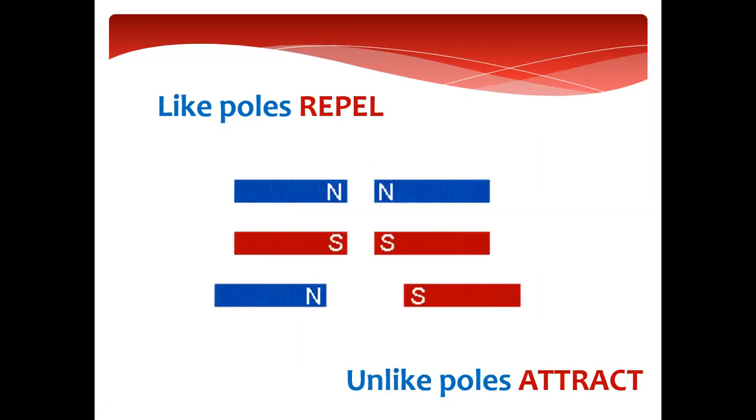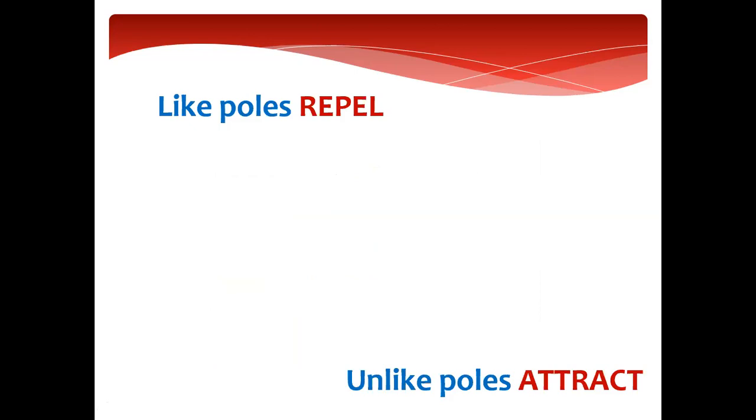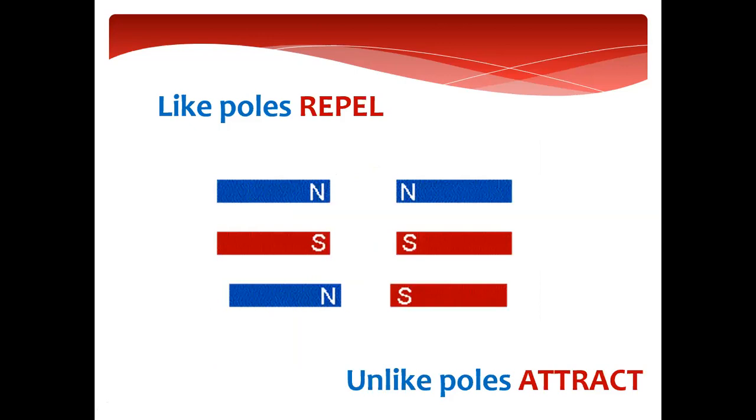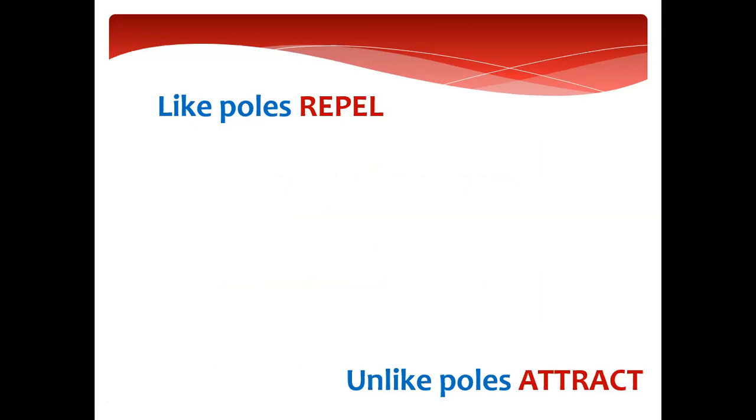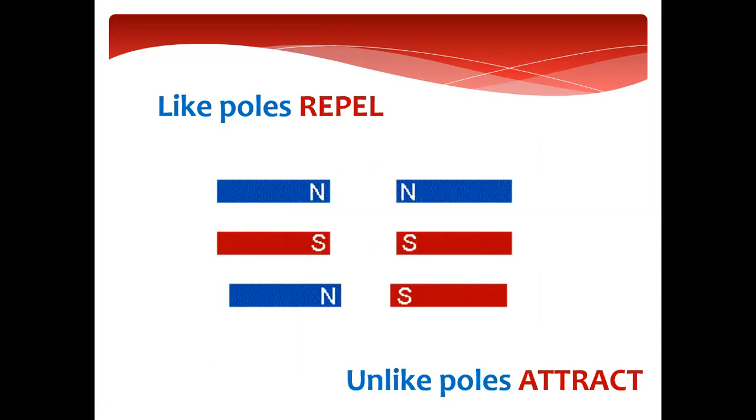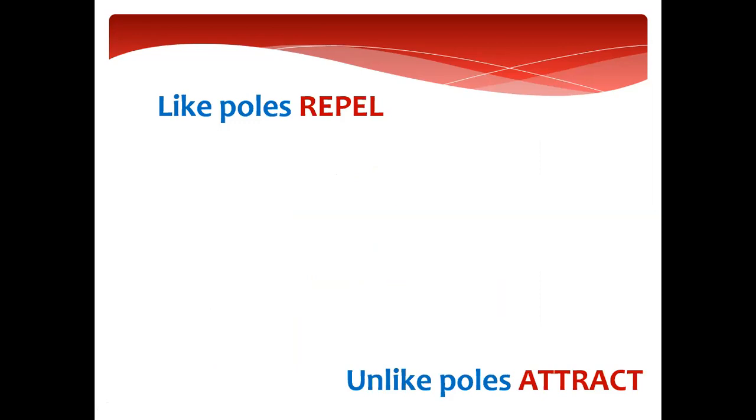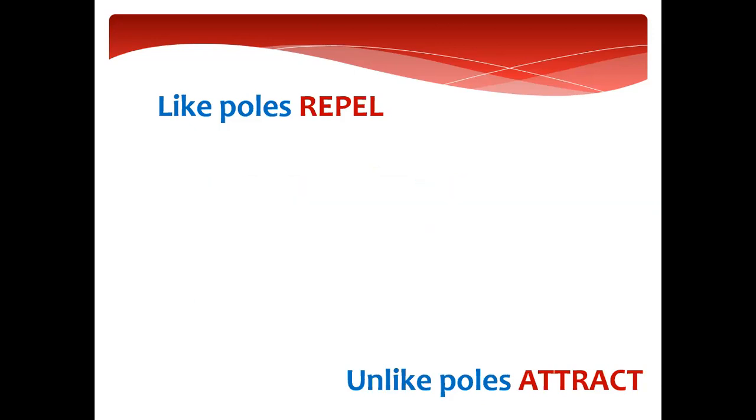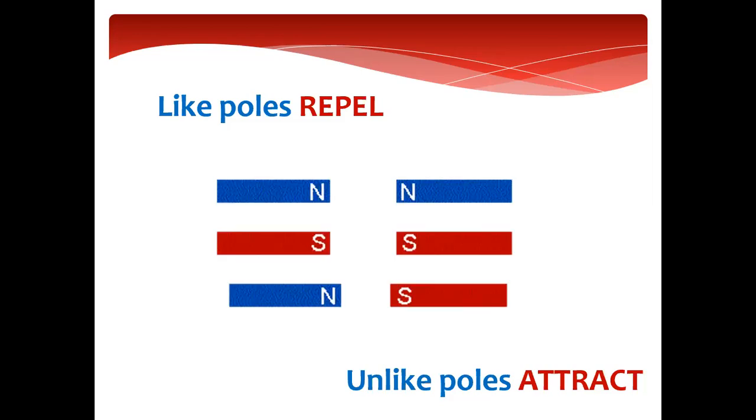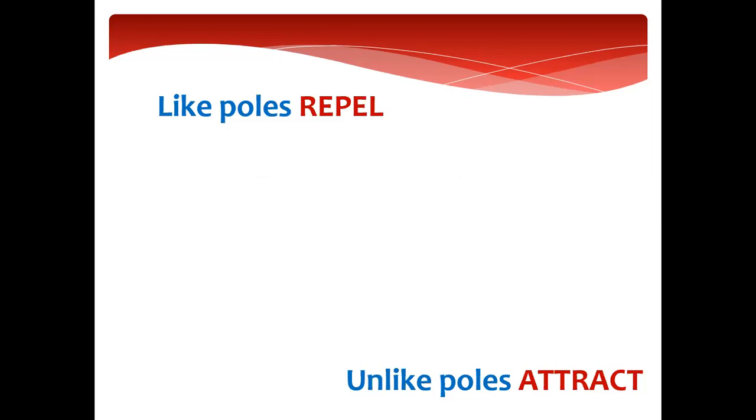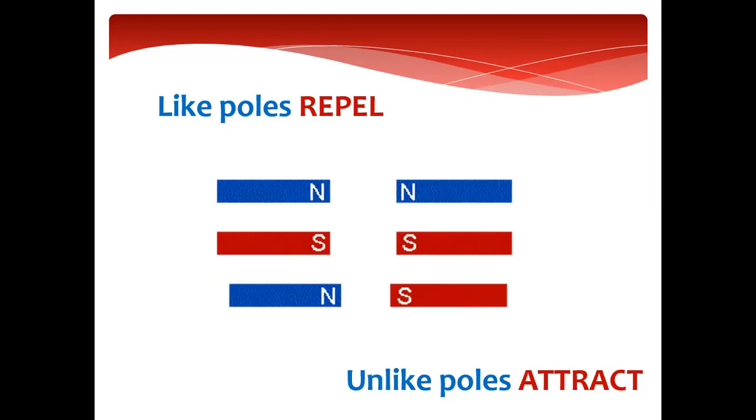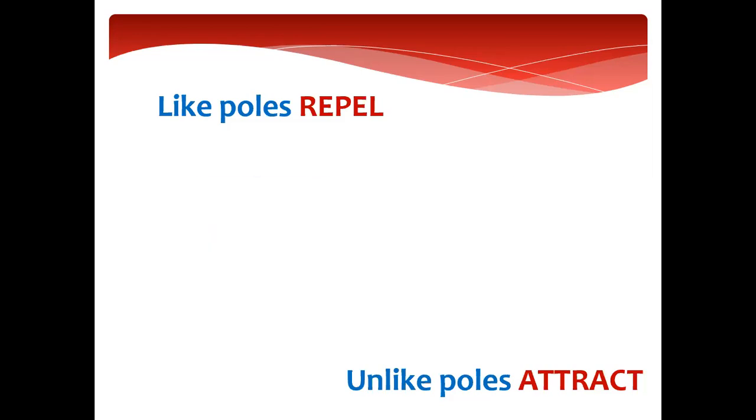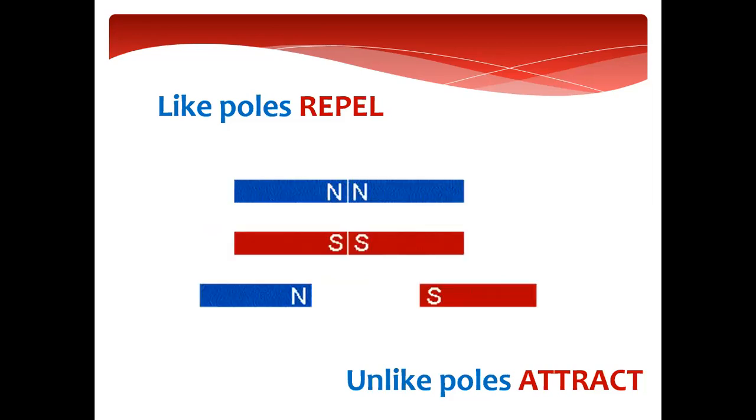Okay, so this is what happens to like poles, and this happens in real life when you get two magnets and you start to push them together, you find that your hands cannot make it. You find that your hands are going away from each other. They have a very big power, and you cannot do it. Why? Because they are like poles. Either the north is getting to the north or the south is getting to the south. So they are repelling from each other. They are getting away from each other.